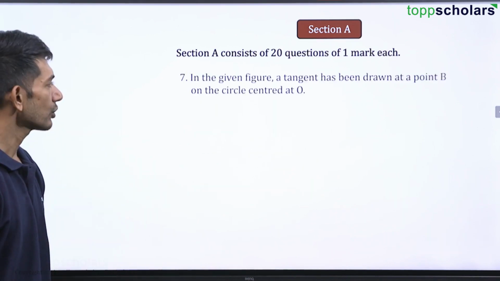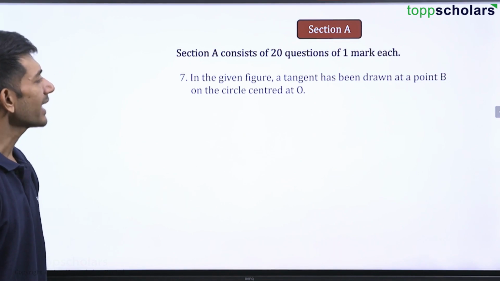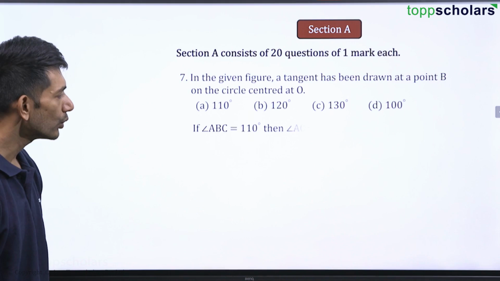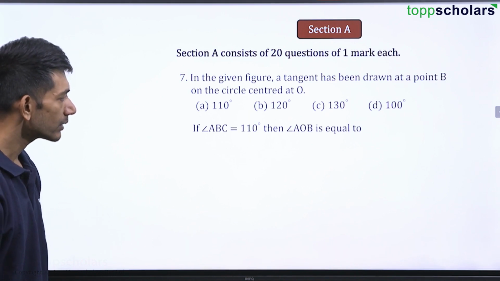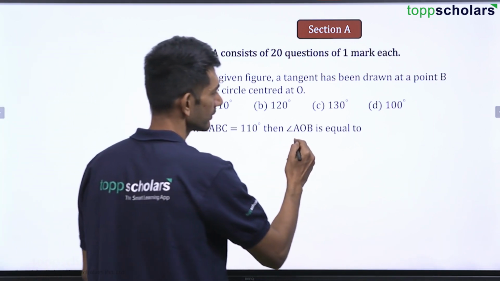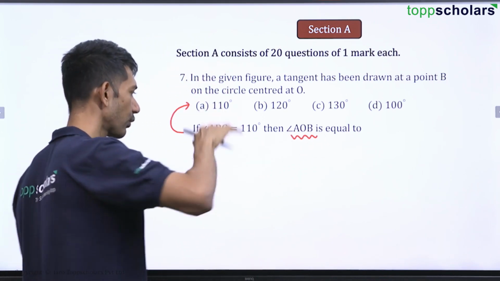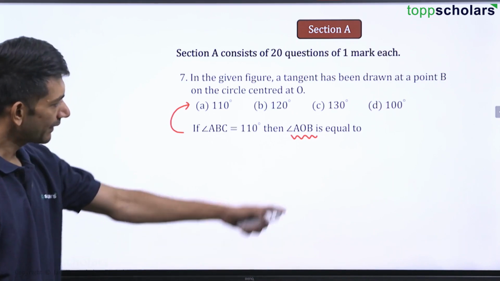Perfect. So the question says in the given figure, a tangent has been drawn at point B on the circle centered at O and then we are supposed to find out the central angle. We are supposed to find out the central angle. So angle AOB is equal to what? There are 4 options. Correct? And there is a figure as well.